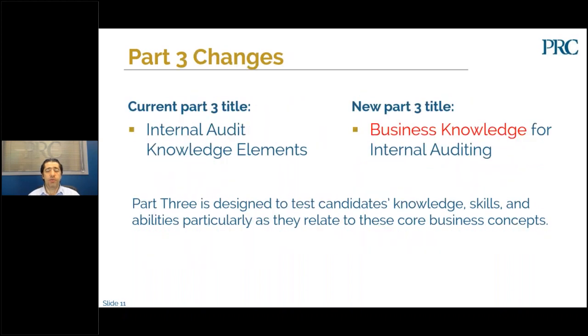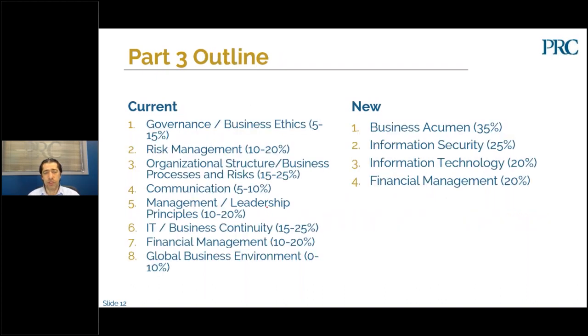Now, the part 3 changes are the interesting ones. The current part 3 is the internal audit knowledge element. The new part 3 is the business knowledge for internal auditing, again, some cosmetic change to the name. And there has been some changes to the content. The current content, or the previous as of 2018, was governance, which has now moved to part 1. Now this is tested in part 1. Risk management also went to part 1.